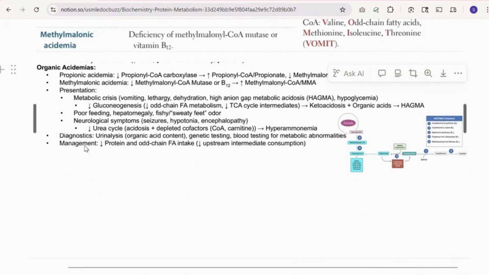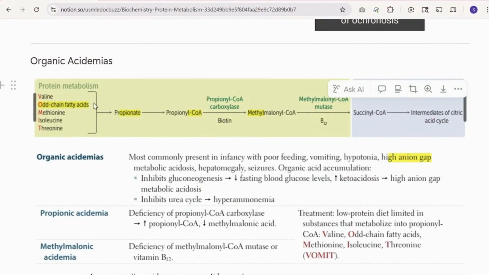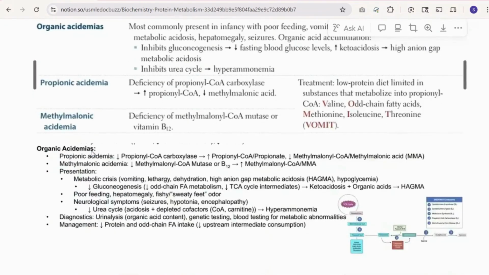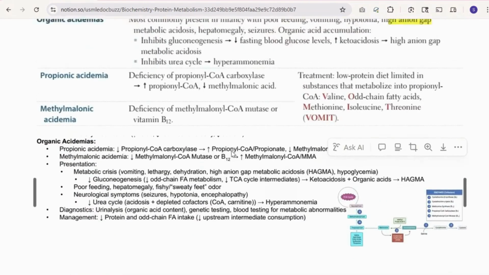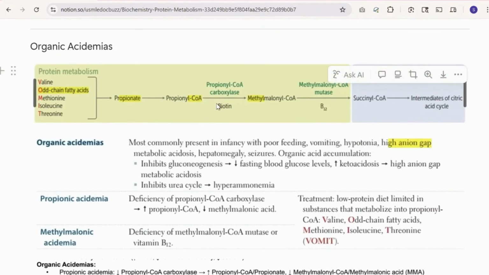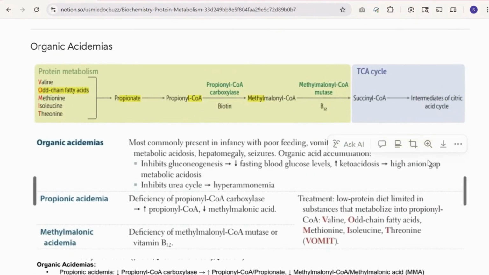Okay. Management, you have to decrease the amount of protein and odd chain fatty acid intake, right? You see all of these odd chain fatty acids and all of this. I didn't mention it, but pay attention to the ones that are undergoing the metabolism here. So decrease the immediate consumption, make sure they're well fed so they never go into gluconeogenesis.